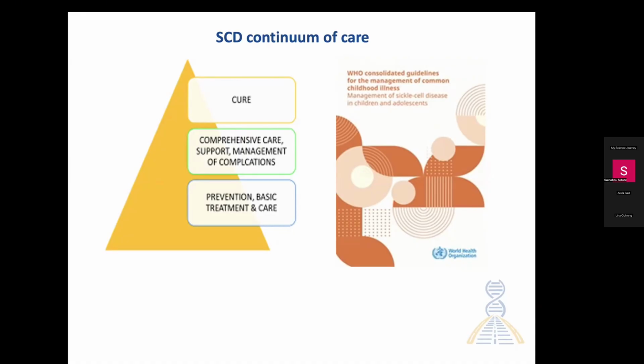So that's prevention. But then basic treatment and care, this includes the screening, and then when a child or someone is positive, they are enrolled into comprehensive care and support, management of complications that I showed, which are really many. But now we also talk more about the cure. So we do have bone marrow transplant and gene therapy.